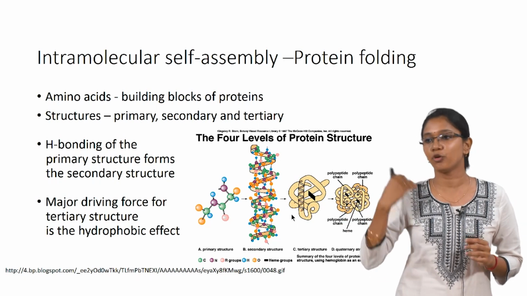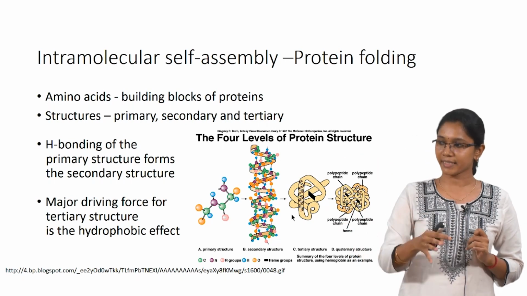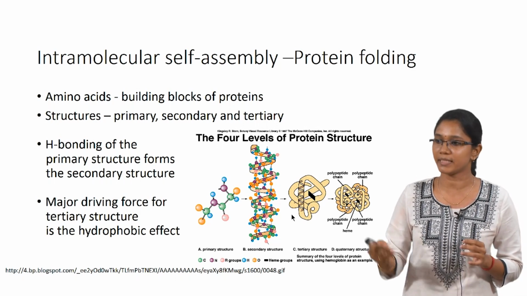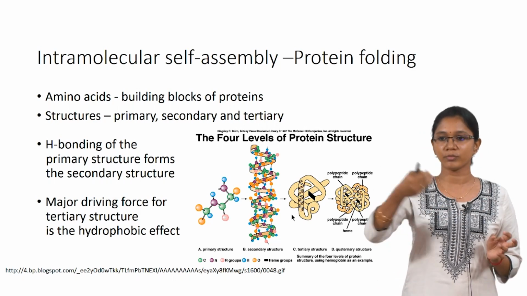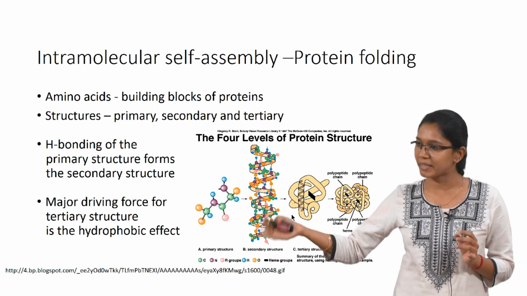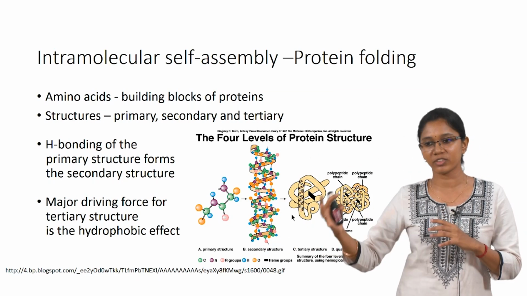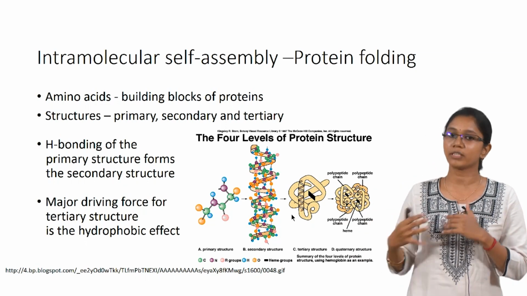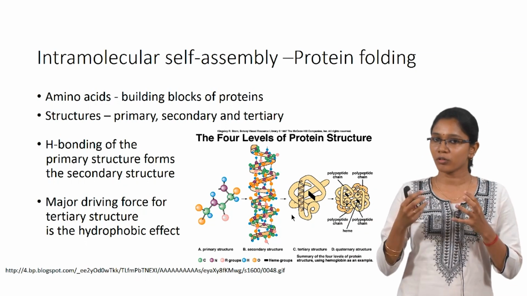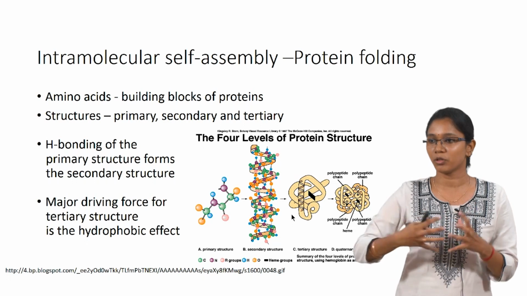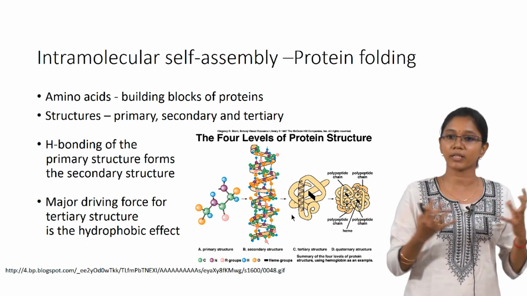And what happens when you go for your secondary structures? In the secondary structures, the major role is played by hydrogen bonding. So this forms your alpha helix and then your beta sheets. So after the alpha helix and the beta sheet form with the hydrogen bonding, then your tertiary structure comes into play.